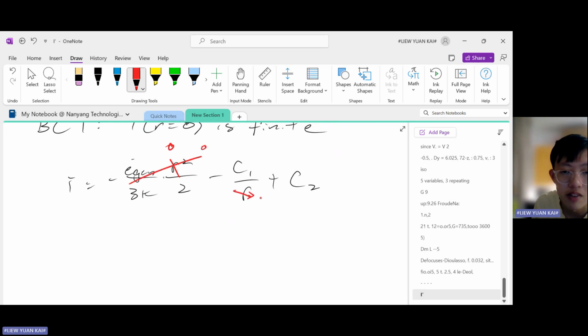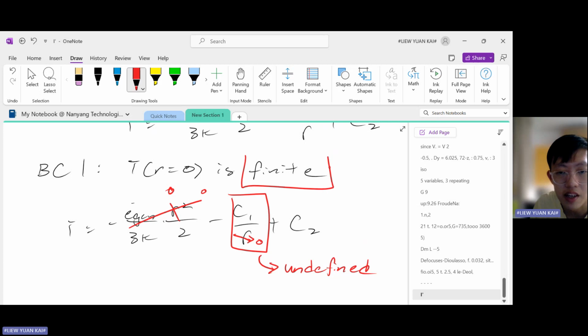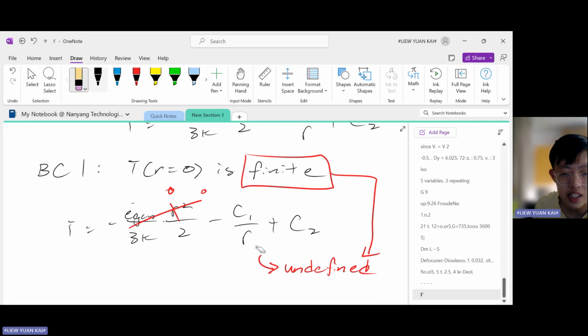What happens if I replace this R with 0? See, C1 over 0 is an undefined value. But this contradicts our boundary condition. Temperature is finite, but if we calculate when R equals 0 here, it will become undefined. So what is the value of C1 such that the middle term will not exist in the first place?